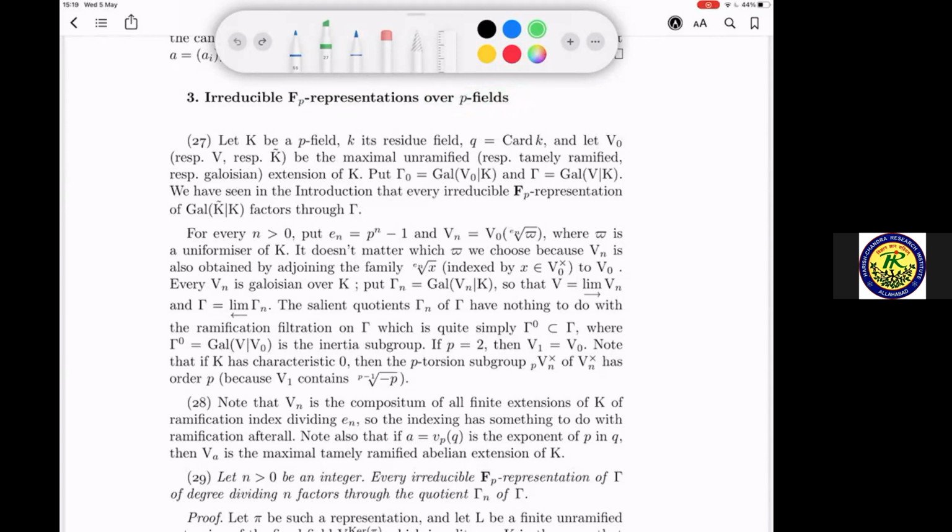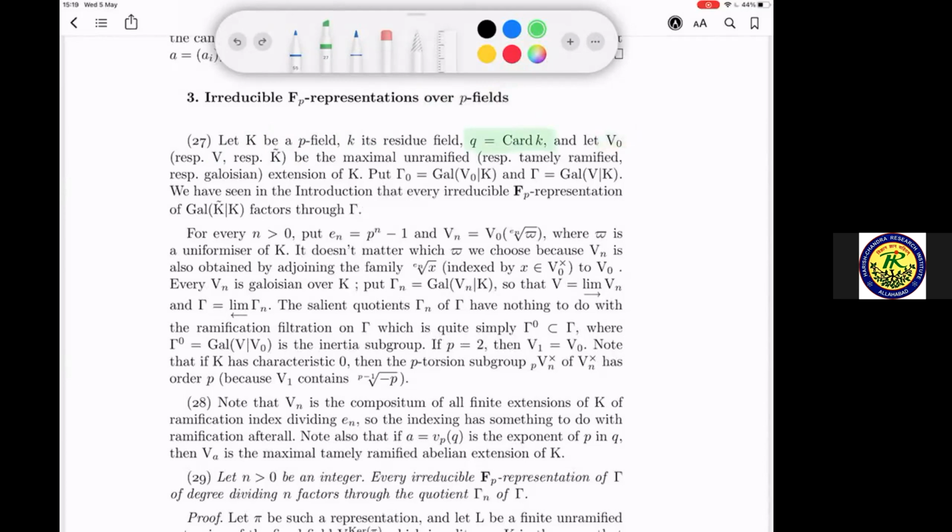Okay. So now I have to fix the notation. So let K be a P field. P is a fixed prime number, and capital K is a P field, and little k is its residue field. Earlier also I had a little k, and that was a finite extension of FP. So of course this k is also a finite extension of FP because K is a P field, right? And Q is the number of elements in k as before. Now the new thing is V naught, V and K tilde, these three things. They are all extensions of K.